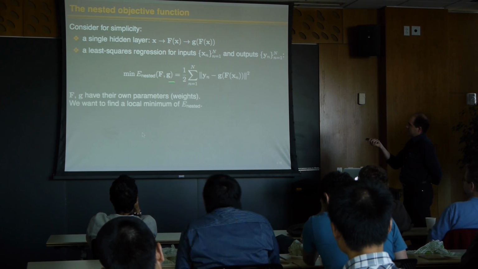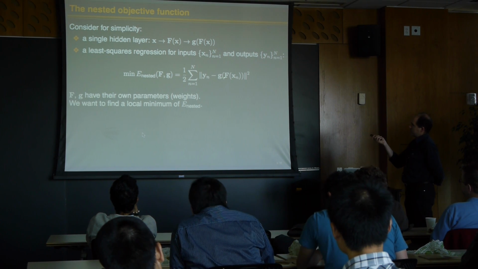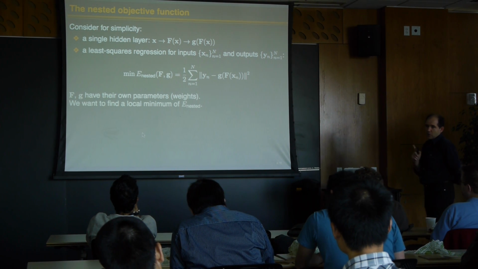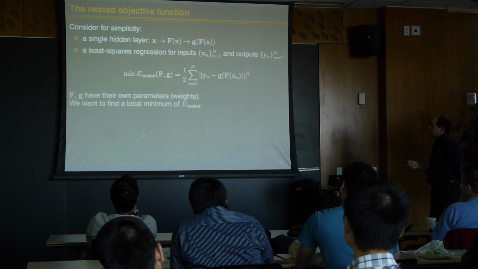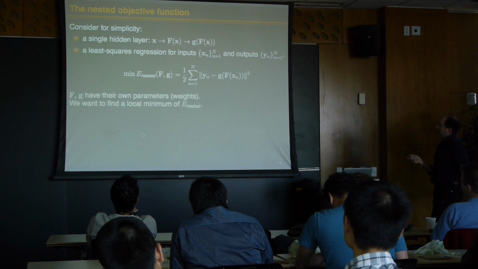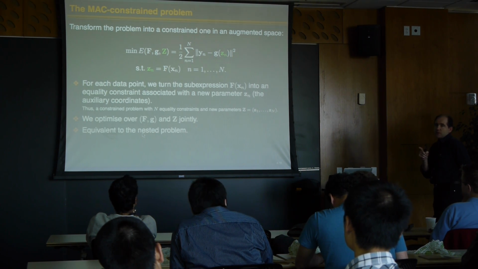Okay, so this is the nested problem that we have. We want to optimize with respect to the parameters of all the layers, and we want to find a local minimum of that. Then what we do is the following. First, I said that we transform the problem by introducing auxiliary variables and turn it into a constraint problem.